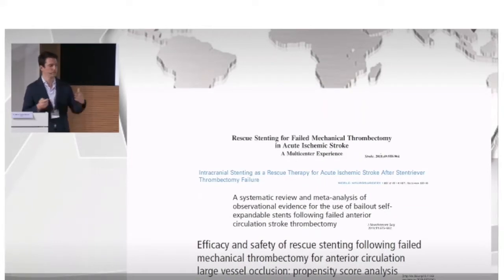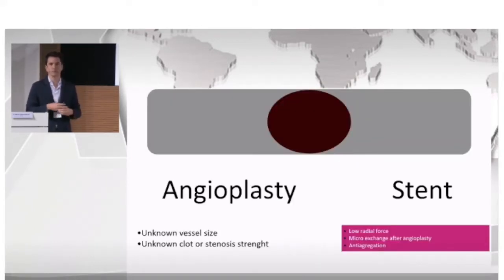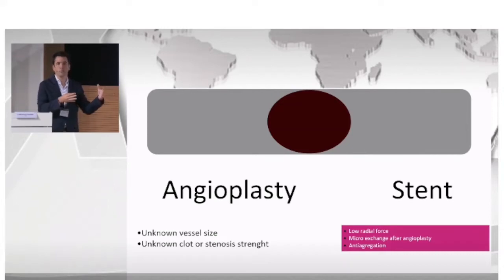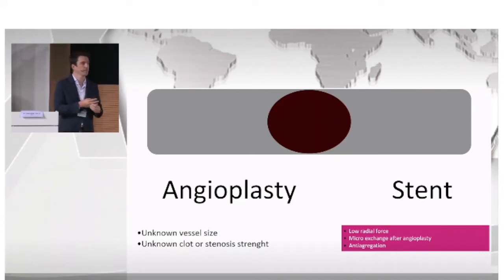Paul has talked about some of these papers, so I will go directly to the options that we have. We have angioplasty and we have stent placement. The problem with angioplasty by itself is that we don't know the actual vessel size of the M1 segment because it's closed. Of course, using these stentrievers and making runs in the middle of the procedure, we can imagine the size of the vessel, but we are not sure about that. And we don't know the strength of the clot or the stenosis. So some people are afraid to perform this kind of angioplasty in that scenario.